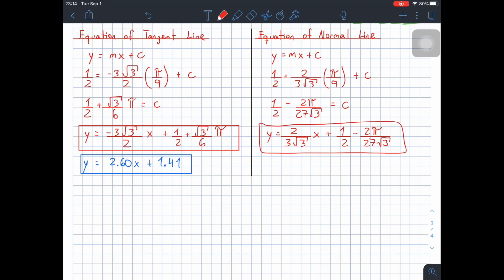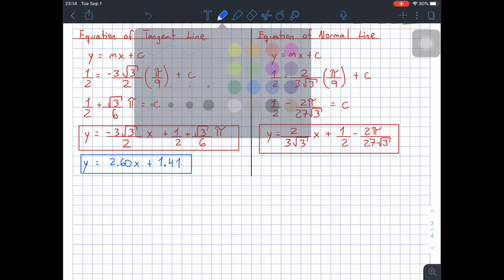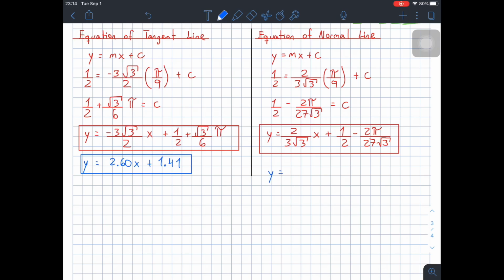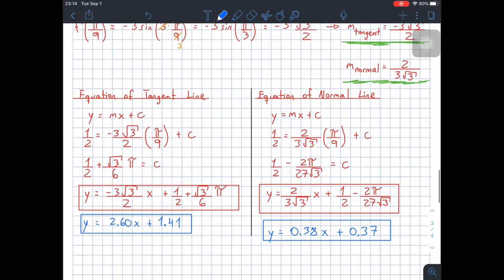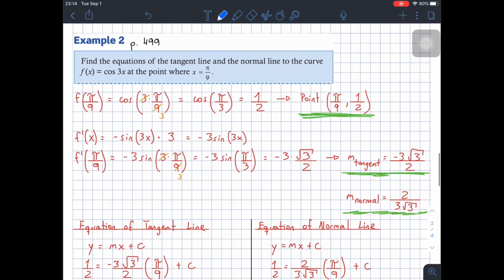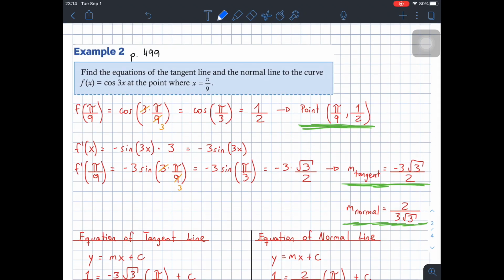Okay, if you use a calculator, the equivalent result for this is the following: y equals 0.38x plus 0.37. This is the equation of the normal line for this particular situation. Okay, so I think that's it. Yes, that's it. You see that all of the process, all of the concepts are exactly the same that we have studied in previous classes, right?